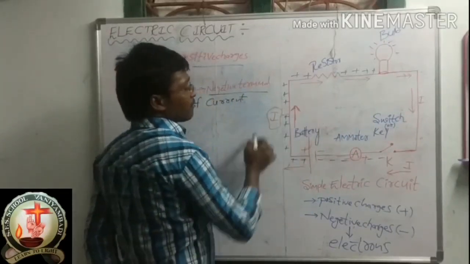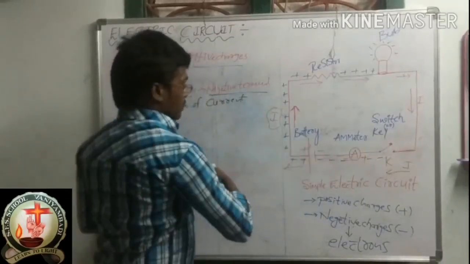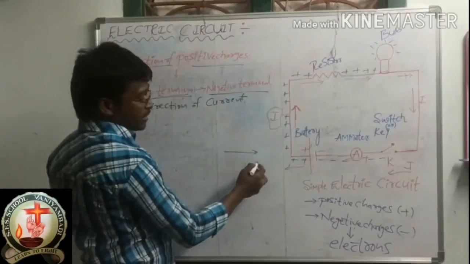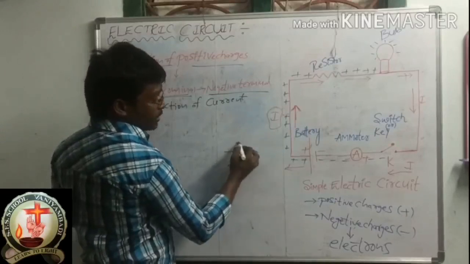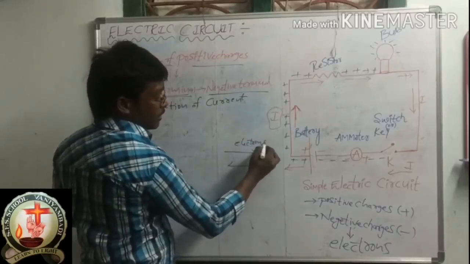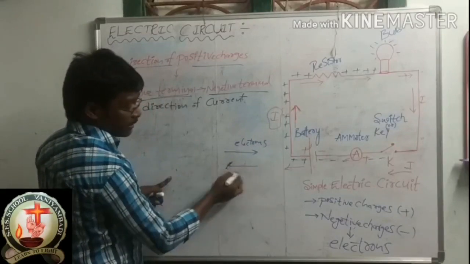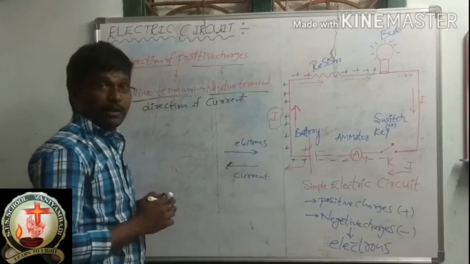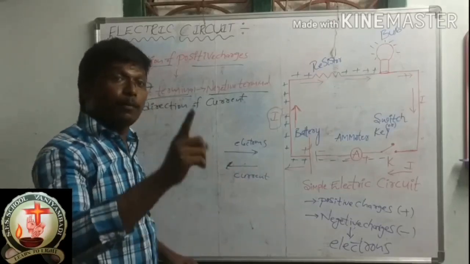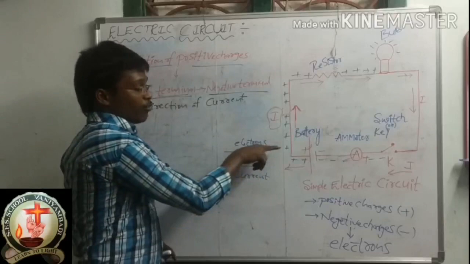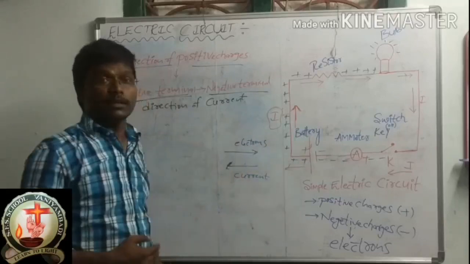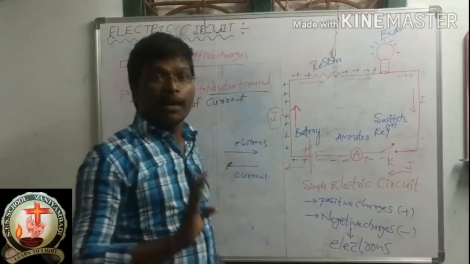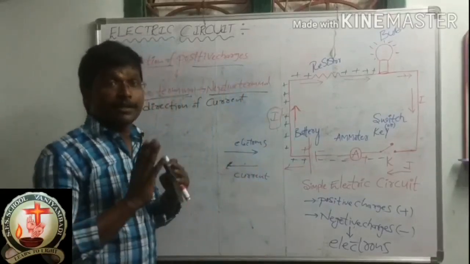Opposite means what? Electrons are moving like this, so opposite means this direction. So this is the electrons' direction, and this is the current direction. The direction of current is always opposite to the direction of electrons. Electrons are moving in this direction means current will move in this direction. So based on these two ways, we are able to identify the direction of the current.